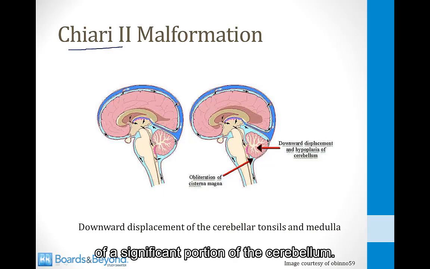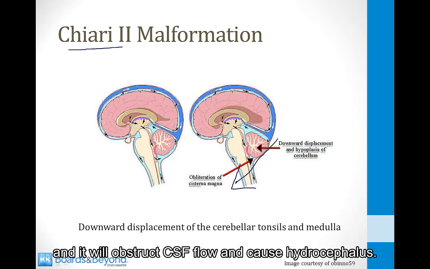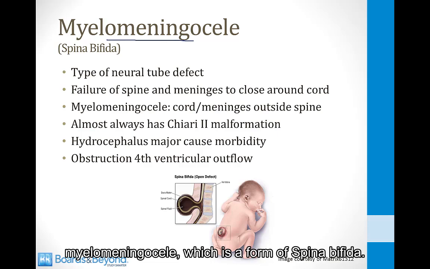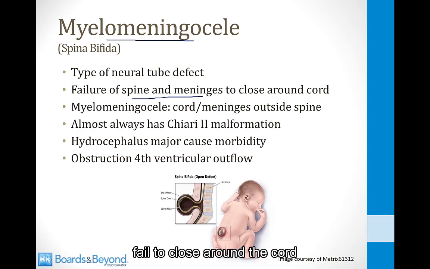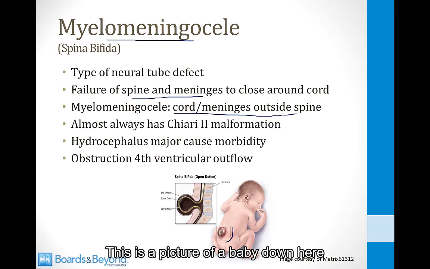herniation of a significant portion of the cerebellum. So the cerebellum will displace downward like this, and it will obstruct CSF flow and cause hydrocephalus. Chiari-2 malformations are almost always associated with myelomeningocele, which is a form of spina bifida, and this is when the spine and meninges fail to close around the cord, and the cord and meninges protrude out of the spine.